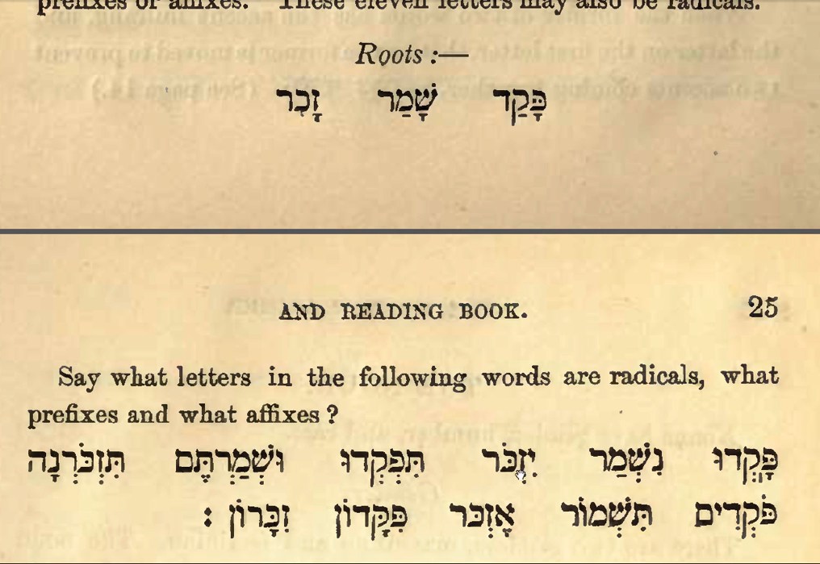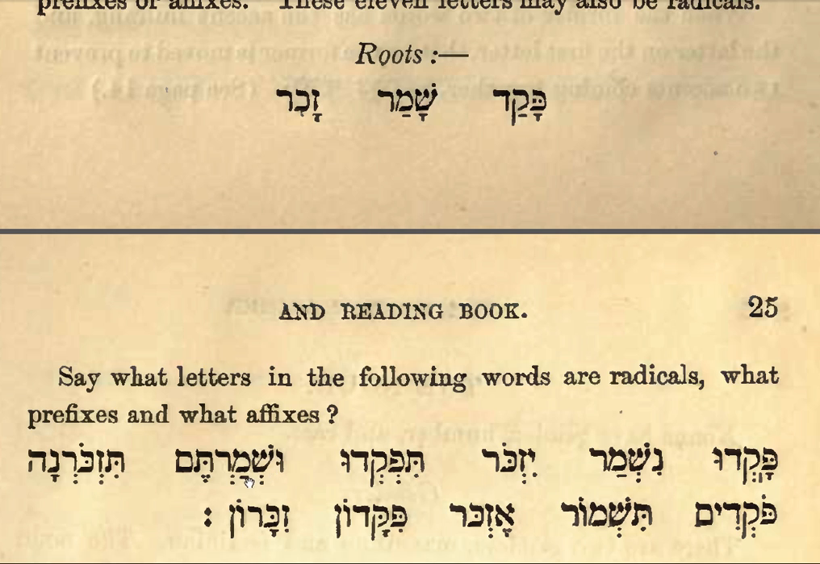Yizkor. So here we have zahar, and here we have zkhr. So the prefix here is the yud. Tifkadu. Here we have an example where we have both a prefix and an affix, because the root is pakad, and it's a taf here at the beginning and the u at the end.